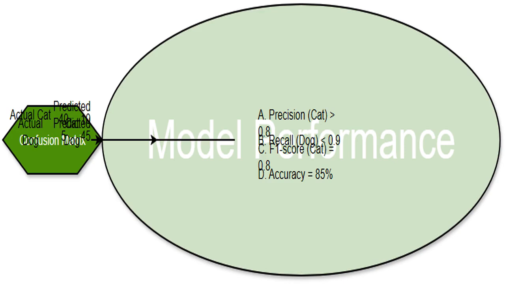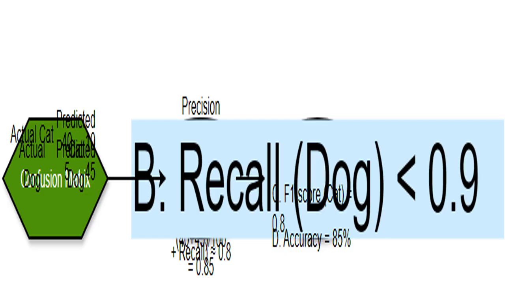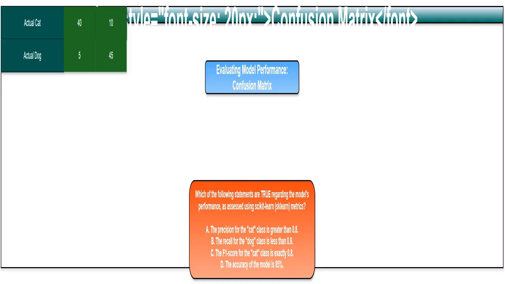My calculation shows recall for dogs is exactly 0.9, so this statement is false. Oops. This statement checks if the overall accuracy of the model is 85%. My accuracy calculation confirms it is 85%, so this statement is true. We did it.